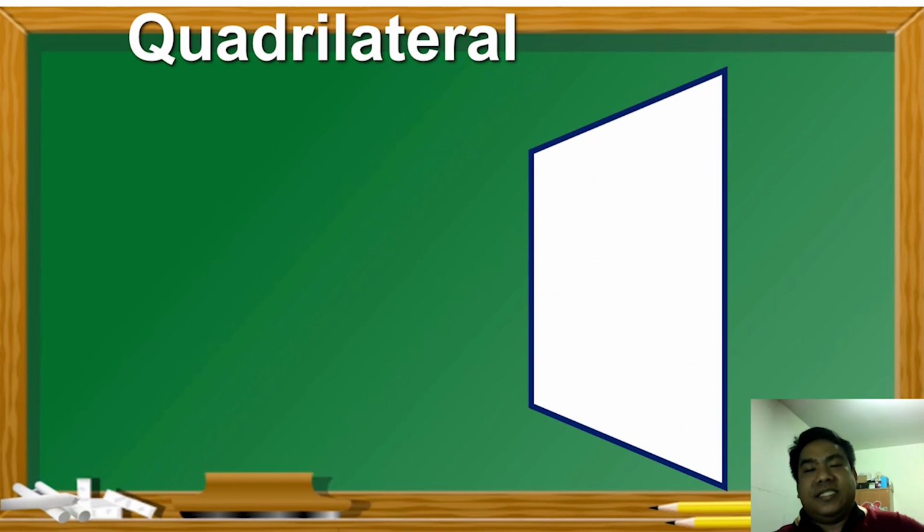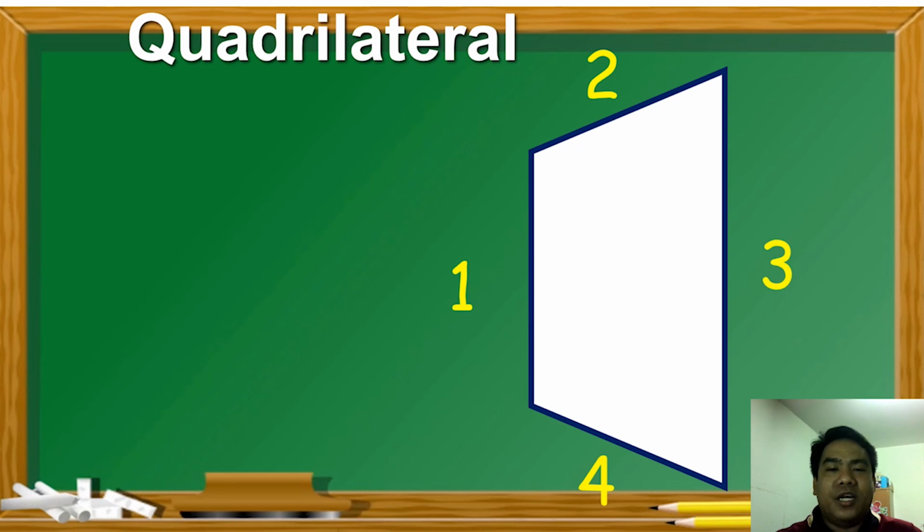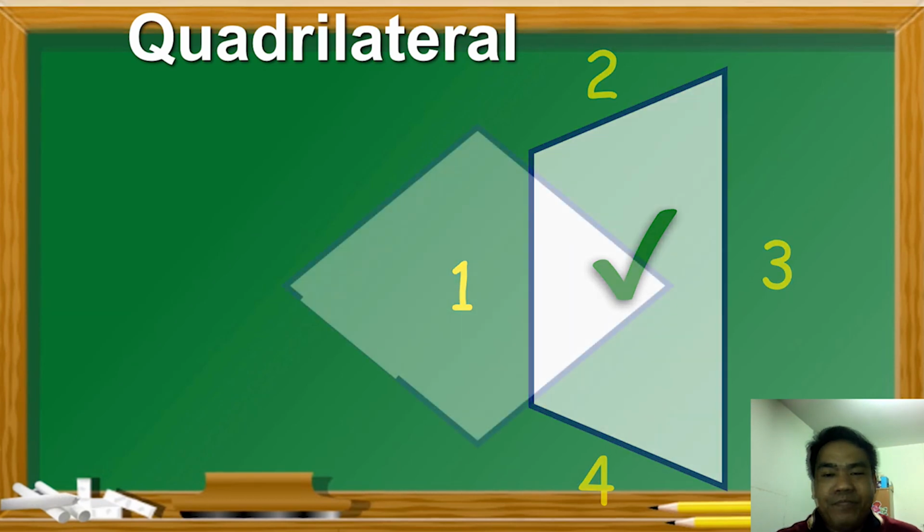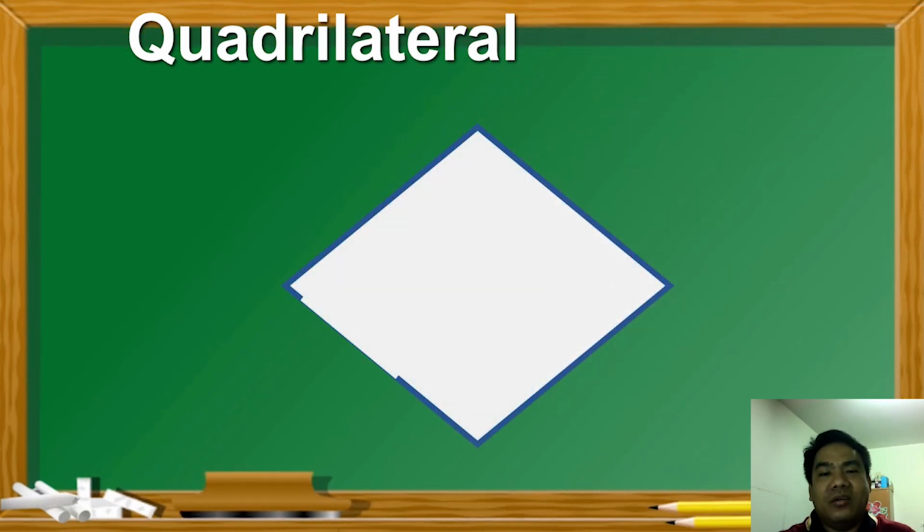Okay, next we have, what is this? A trapezoid. Okay, this is a trapezoid. It has 4 sides. 1, 2, 3, 4. So that is a quadrilateral. Next, this one. What do you think? Is this a quadrilateral? Or it is not a quadrilateral? What's your answer?